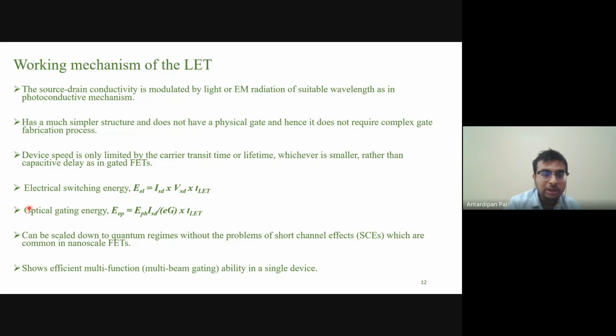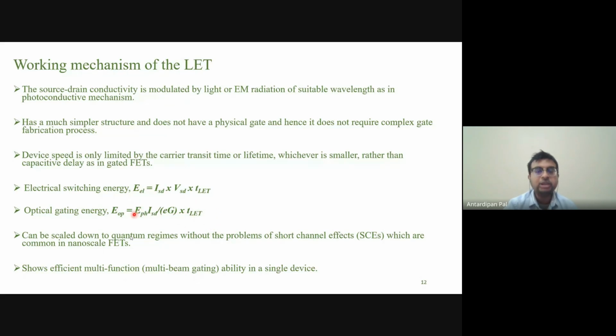Now the optical gating energy. This is different. We don't have this in a field effect transistor, because it's a voltage-controlled device, and we don't have any optical signal. So this is what I call the optical gating switching energy. It depends on the photon energy, the current flowing between the two terminals, the electronic charge, the gain of the photodetector, and again the carrier transit time.